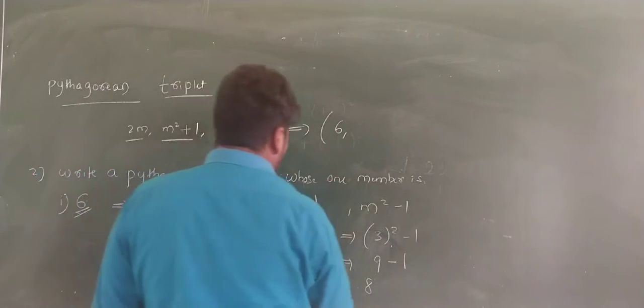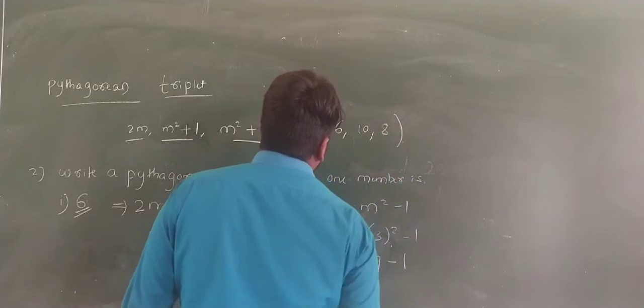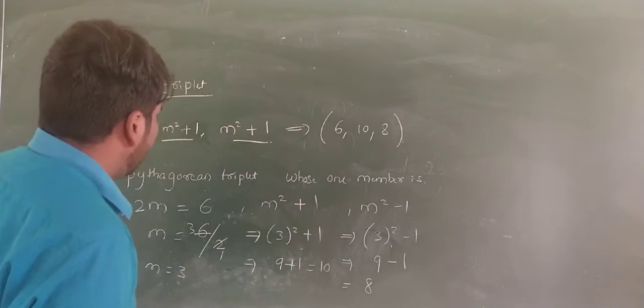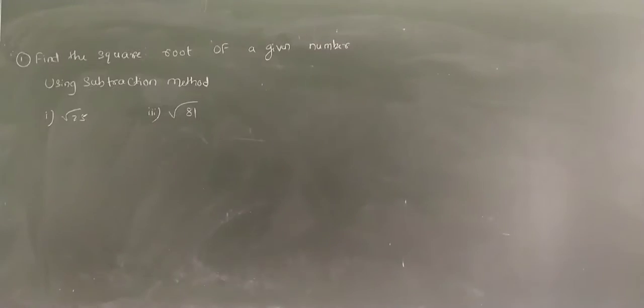So 6, 8, 10 are the Pythagorean triplet whose one member is 6. Okay, I hope you understood this exercise 6.2. Now comes one more concept: find the square root of a given number using the subtraction method.